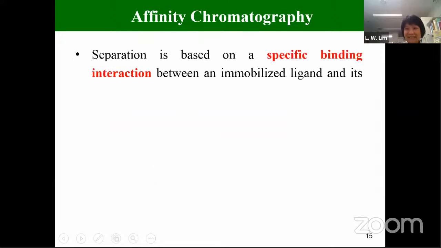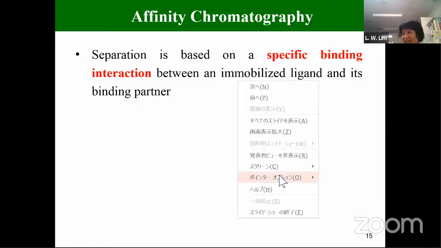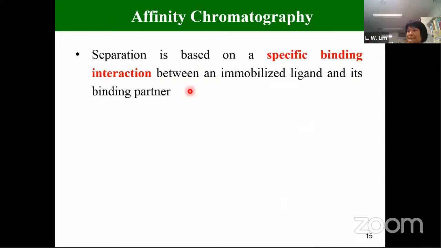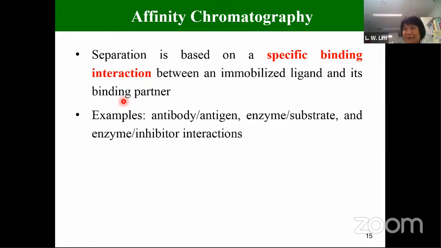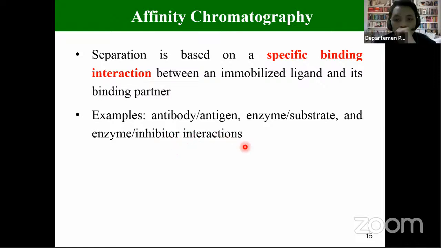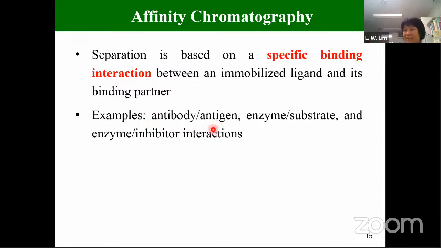Okay, hi. Anyway, affinity is separation based on specific interactions, like I have mentioned before. So usually it's immobilized. Immobilized means something we fix on the column, like a ligand and the binding partners. For examples, antibody and the antigen, enzyme and the substrate, and also another enzyme with the inhibitors, interactions. So it's very specific.